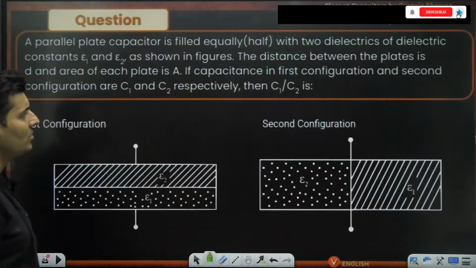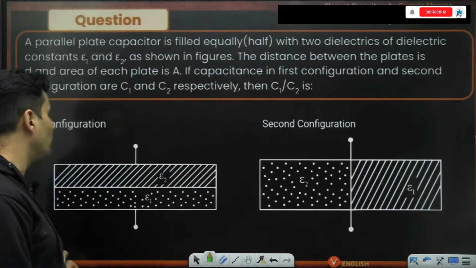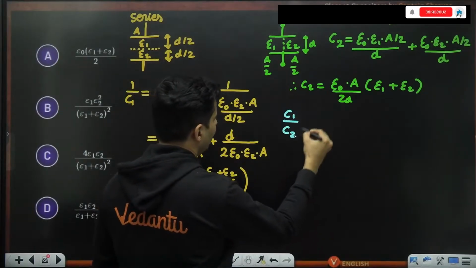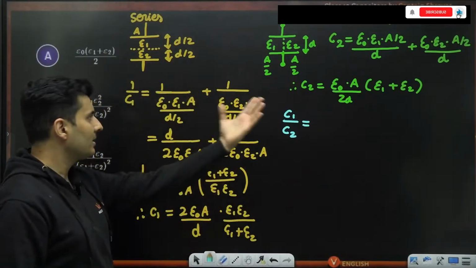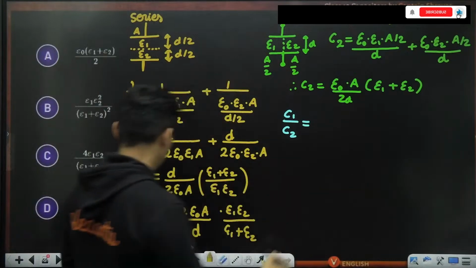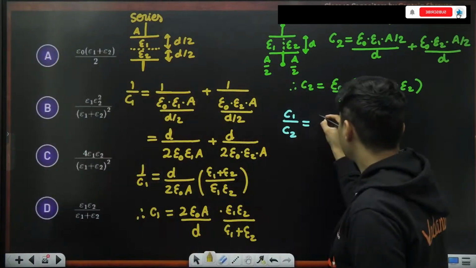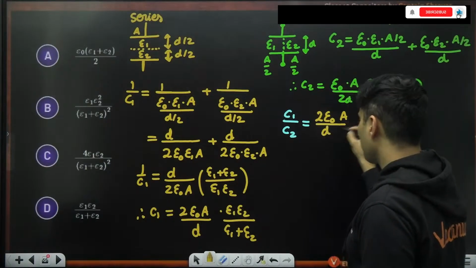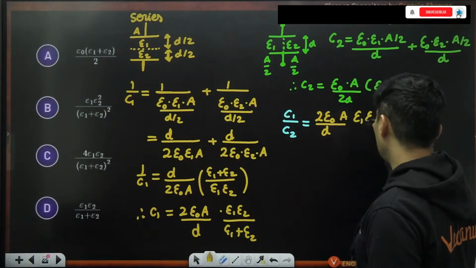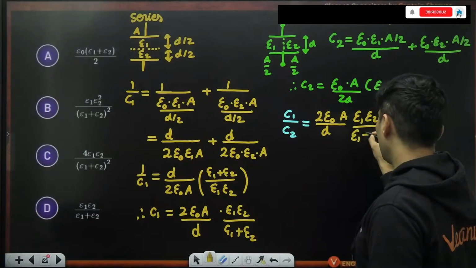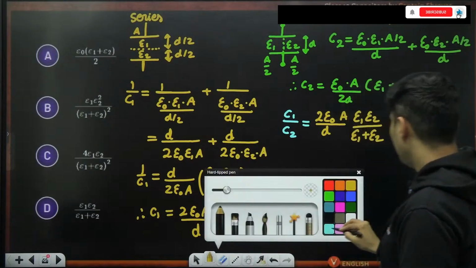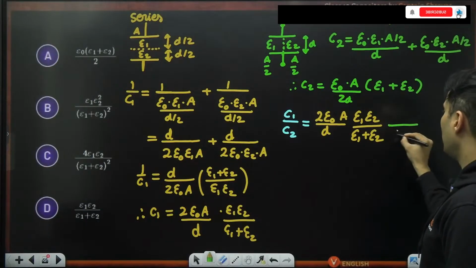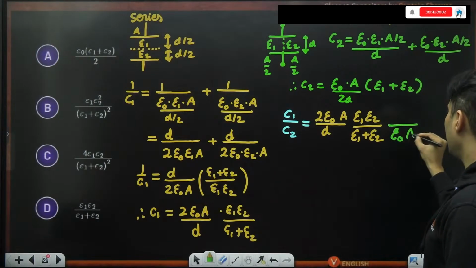And what is the question? The question is to find C1 by C2. They have asked the ratio of C1 by C2. So take this and take that and just divide them. Taking this first, which is 2 times epsilon naught A by D, epsilon 1 epsilon 2, by epsilon 1 plus epsilon 2, and divide it with this, which is epsilon naught A by 2D.